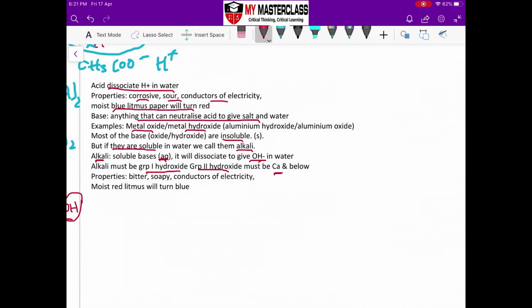Okay, properties of bases, or alkalis: they are bitter, they are soapy. Okay, they are conductors of electricity, and then moist red litmus paper will turn blue.